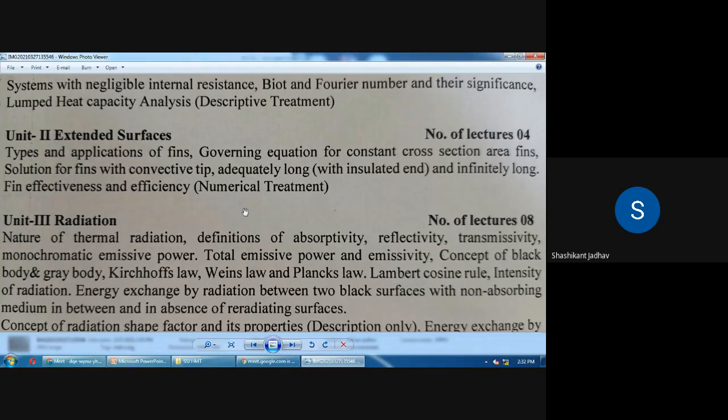Unit number 2, extended surfaces. Write down the syllabus: types and applications of fins. Write down the syllabus for unit number 2.